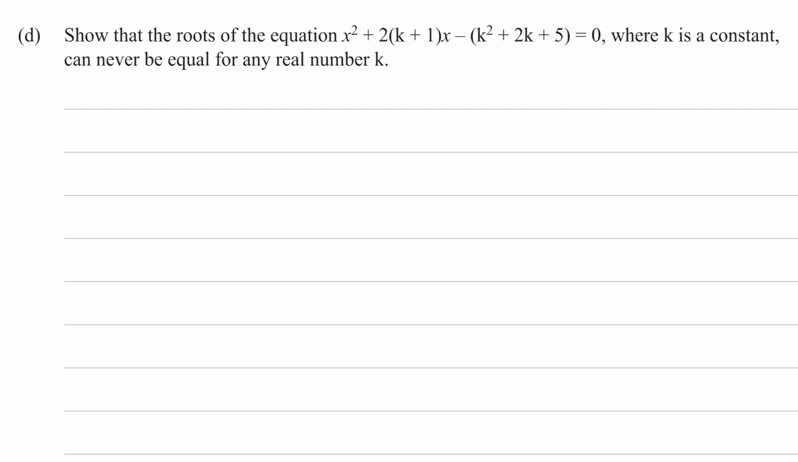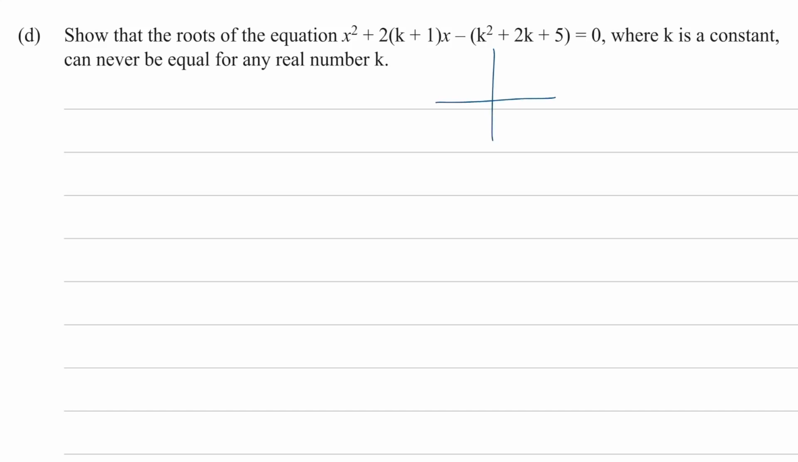Look how big that quadratic equation is. Oh my goodness, so many k's. This will be fun. So here we have a quadratic equation, right? And we need to show that the roots, the solutions, the x-intercepts of the equation, can never be equal. That just means they can't be the same.